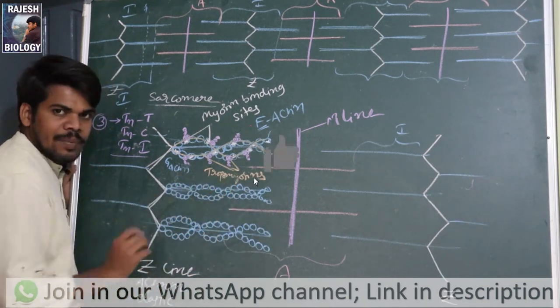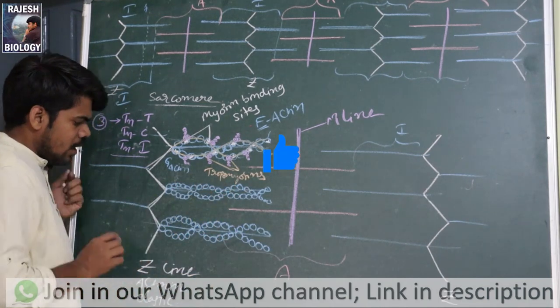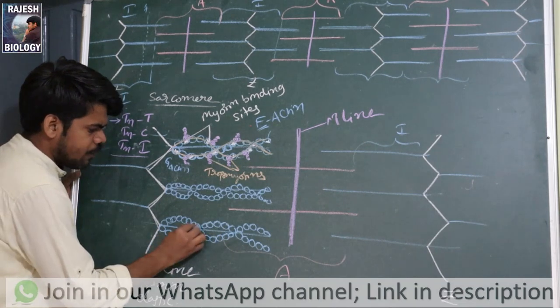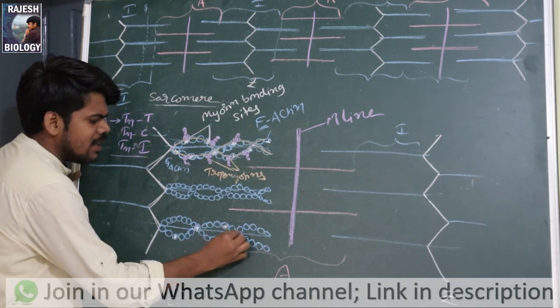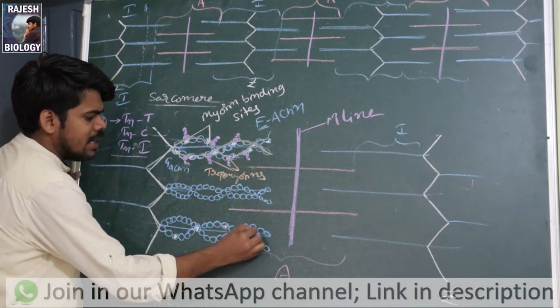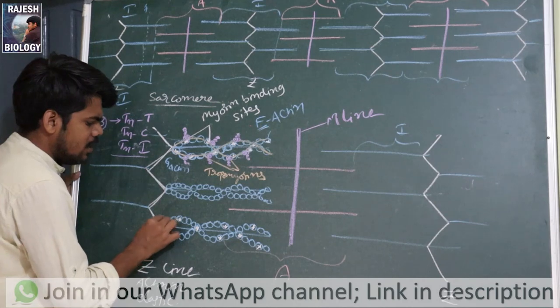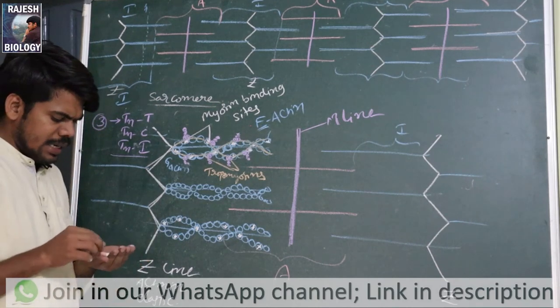Like a DNA, it is in a double helical manner. And what are present on this? There are binding sites. Which binding sites are these? These are myosin binding sites. How are they present? At regular intervals they are present. They are the myosin binding sites.